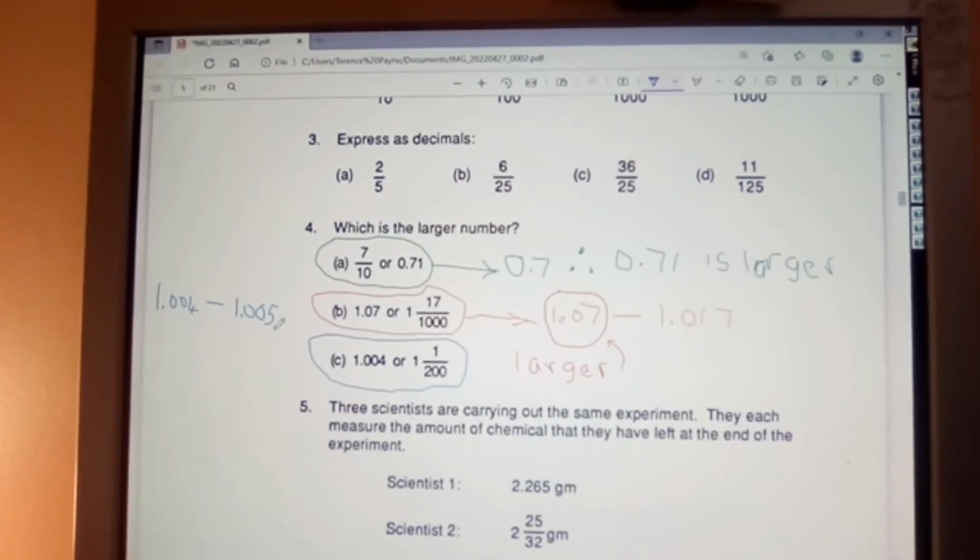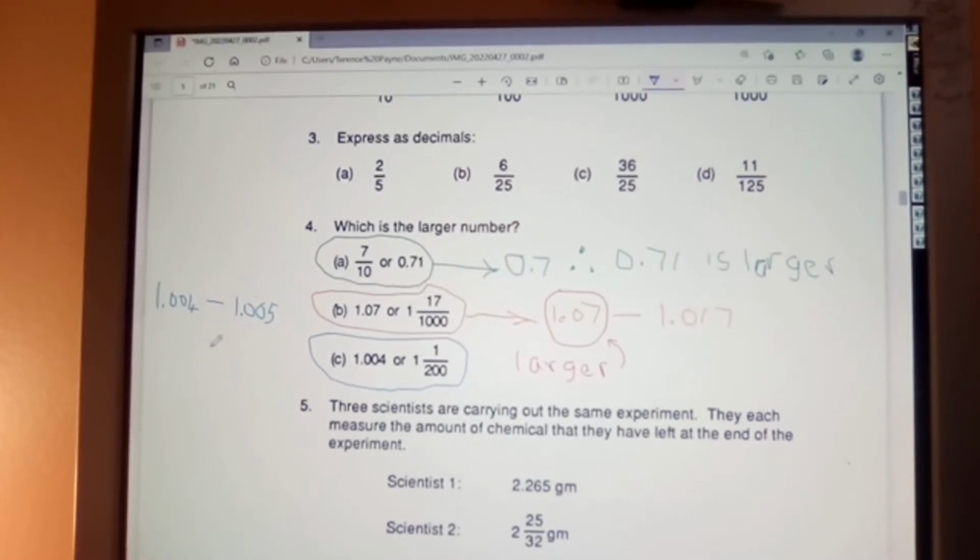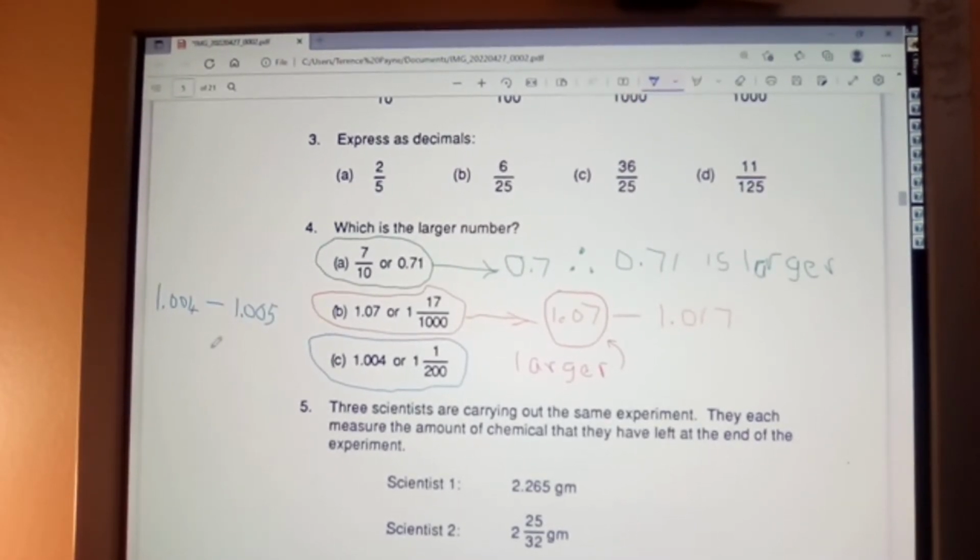But do feel free to question my methods by all means, because I'm trying to do this from memory, and my memory is not good these days. Okay, so please do bear with me. But this should be the larger one, 1.004.